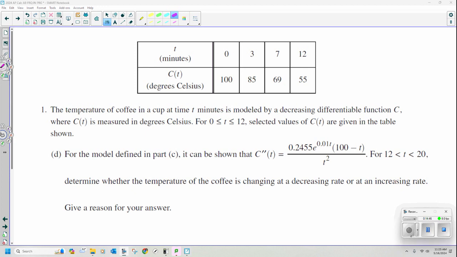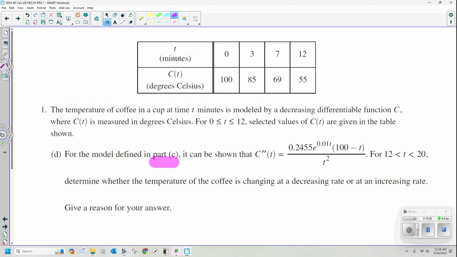One D. For the model defined in part C, it can be shown that C double prime of T is this function right here, 0.245e to the 0.01t times 100 minus t all over t squared for time t between 12 and 20. Determine whether the temperature of the coffee is changing at a decreasing rate or an increasing rate. Give your reason for your answer.